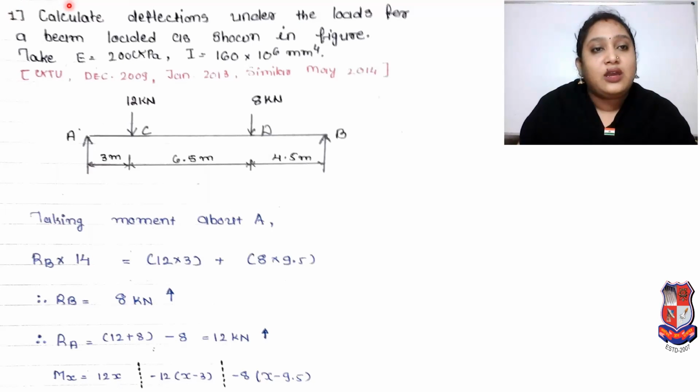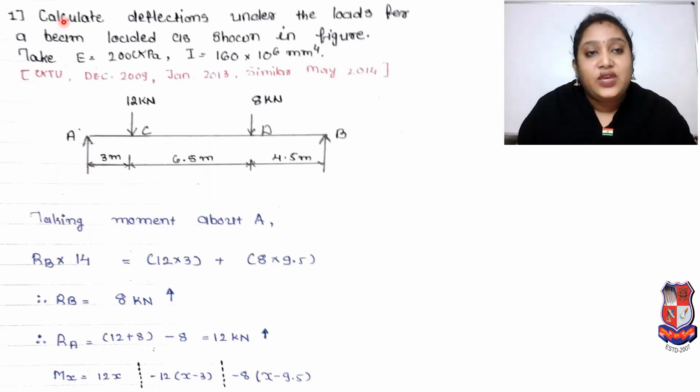First problem is calculate deflections under the loads for a beam loaded as shown in figure. Take E is equal to 200 gigapascal and I is equal to 160 into 10 raised to 6 mm raised to 4. This type of problem is asked many times in your GTU and semester examination. So focus on this problem because this is a very simple and fundamental problem.